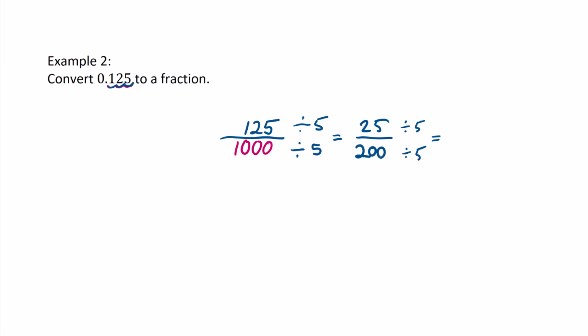So now I have 5 over 40. And since this pattern continues, both the numerator and denominator are divisible by 5 again. When this happens, I get 5 divided by 5 is 1, and 40 divided by 5 is 8. So my fraction reduces to 1/8.